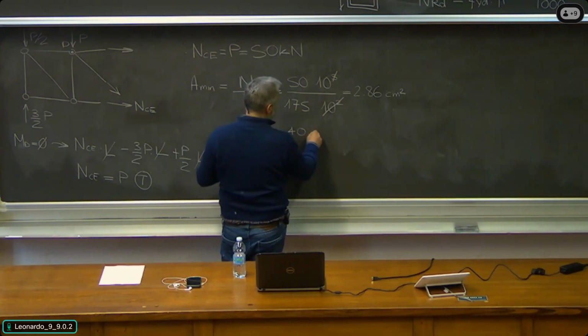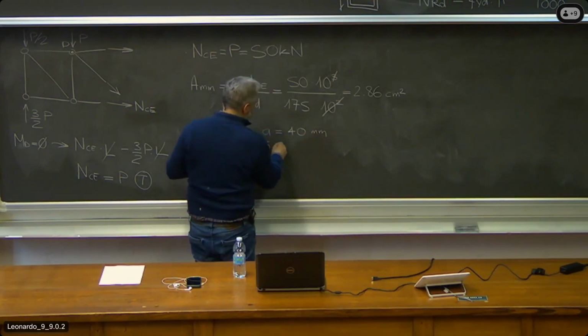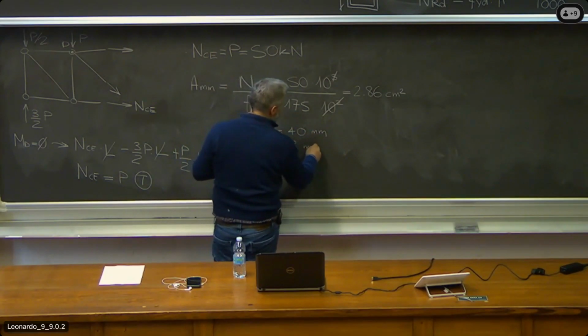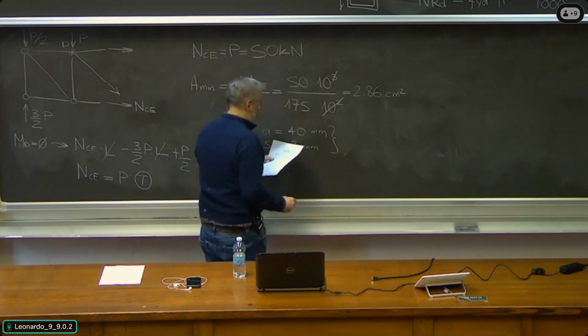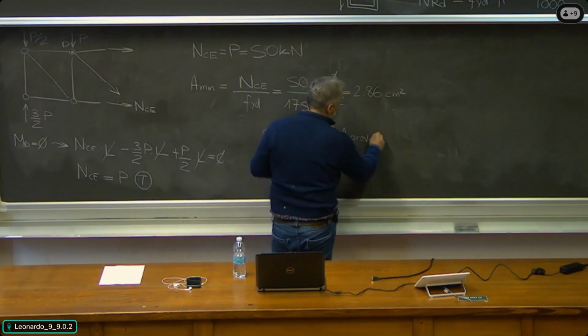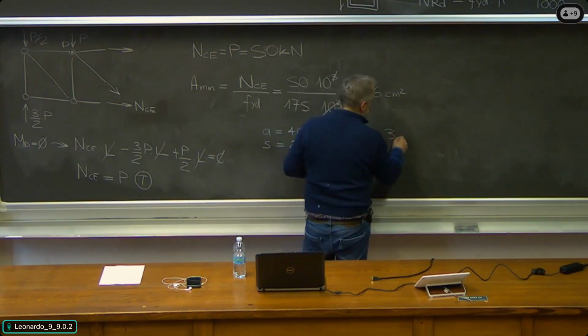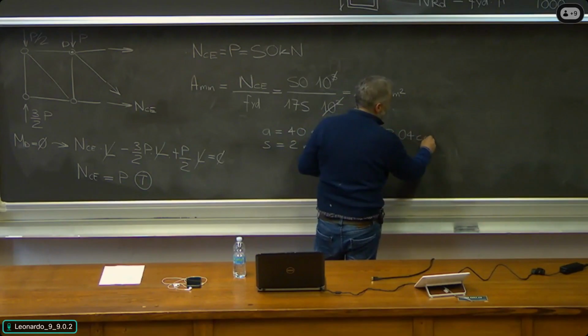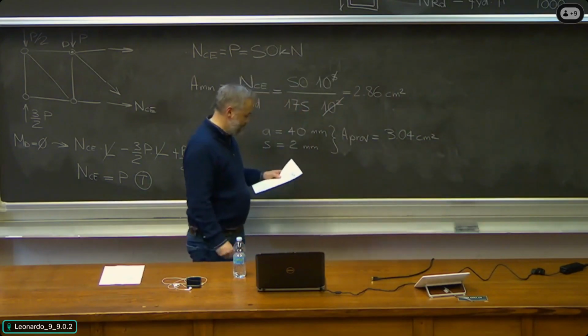So, on the basis of the minimum weight, the solution in this case was A equal to 40 millimeters, S equal to 2 millimeters, with an area, which we call area provided, equal to 3.04 square centimeters. Okay?